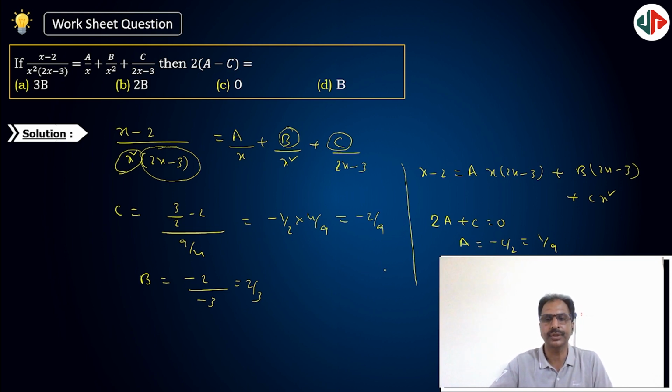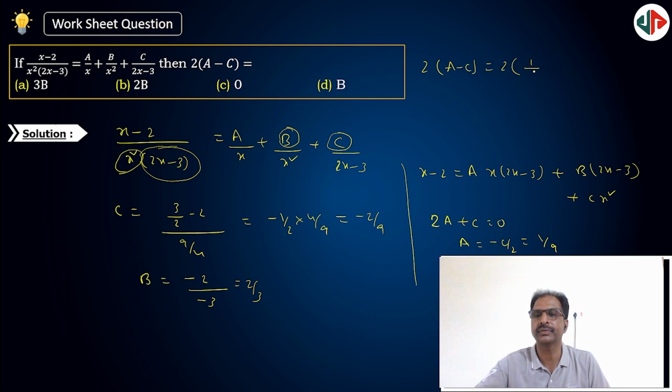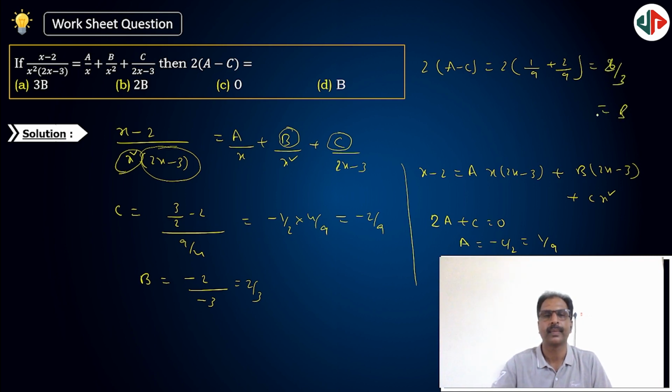Now the question is 2 into A minus C. 2 into A minus C is equal to 2 into A, which is 1 by 9, plus 2 by 9. So this is 2 into 2 by 3. This is 2 by 3, which is equal to B. Option D.